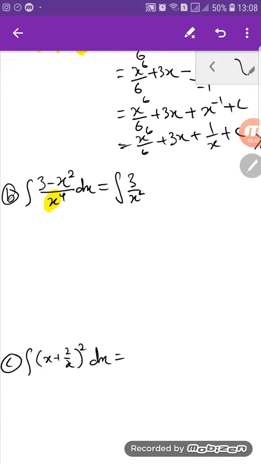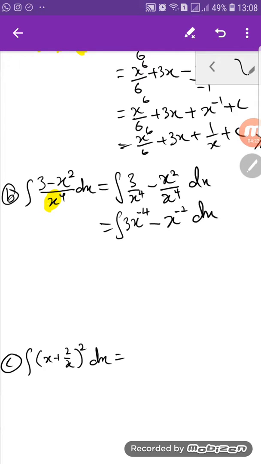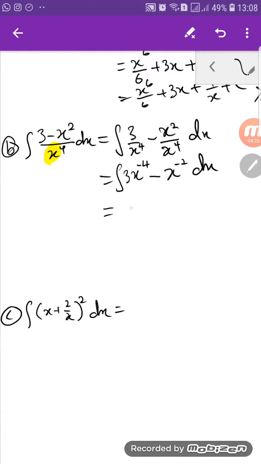3 over x to the power 4. And then what's this? Minus x squared over x to the power 4. Since the denominators are the same, we can just do that. And the next step is, before we integrate, maybe it's better for us to bring the x to the power 4 on top. So notice the difference of the power, it becomes negative. And then minus x squared over x to the power 4. What we have is 1 over x squared, but we want to bring it upstairs. We have this. Now we can integrate in peace.